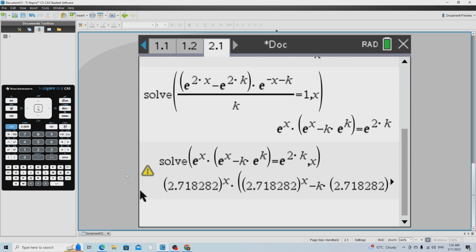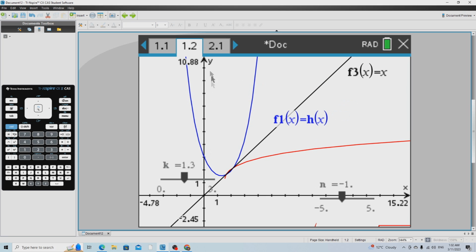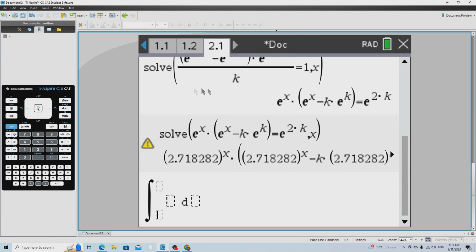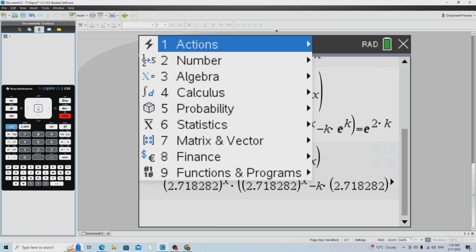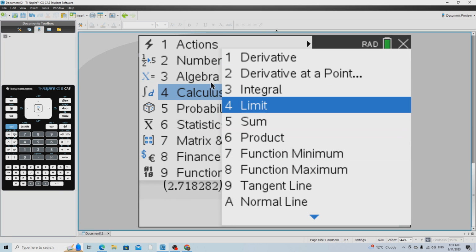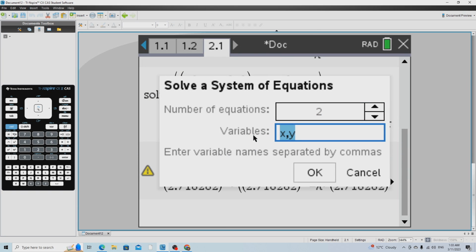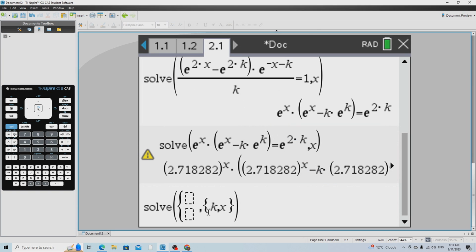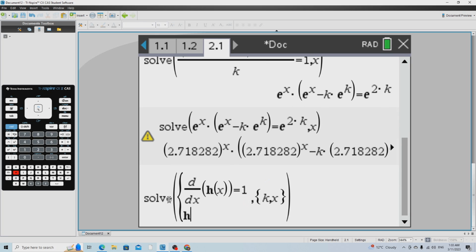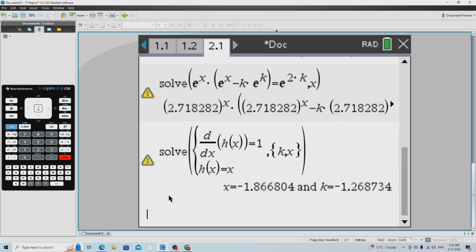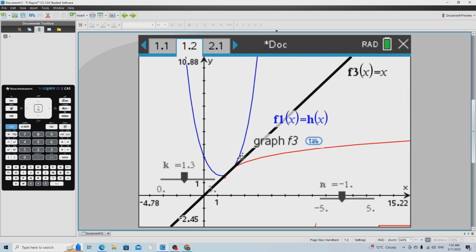Okay, so we know that this is true. We also know that the line h of x intersects the line y equals x. So we can go on menu, not calculus, algebra, solve some equations. We're going to find k and x, but we want k actually. The first thing we know is this. We also know that h of x should equal x. Aha! We get two values. But k is negative here. Why is that? Let's write that down. It says that k is negative.